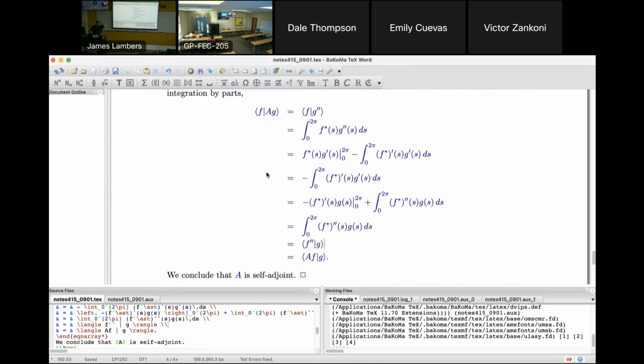So when you're talking about the space of 2 pi periodic functions, at least, the second derivative operator is self-adjoint or Hermitian.